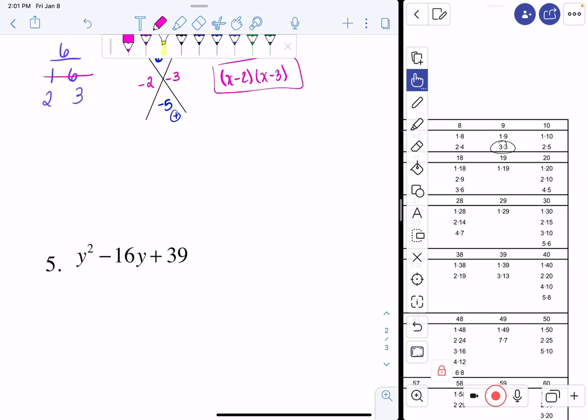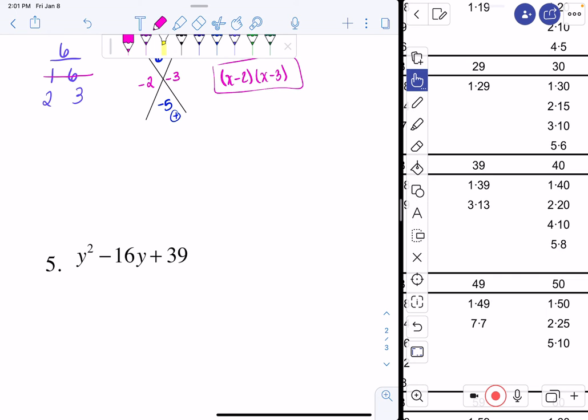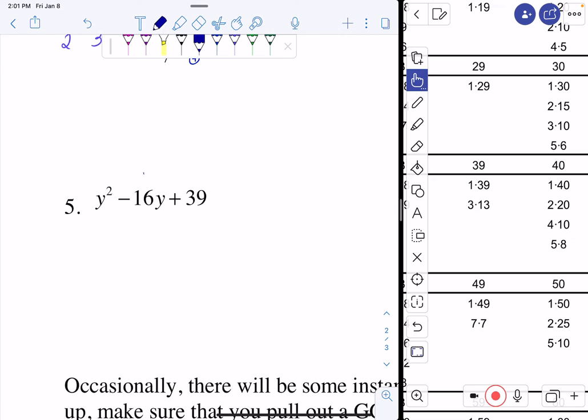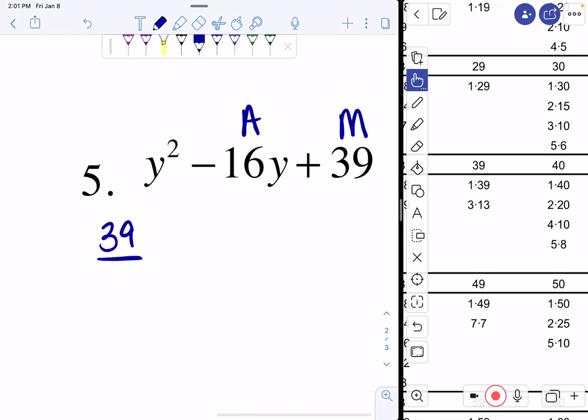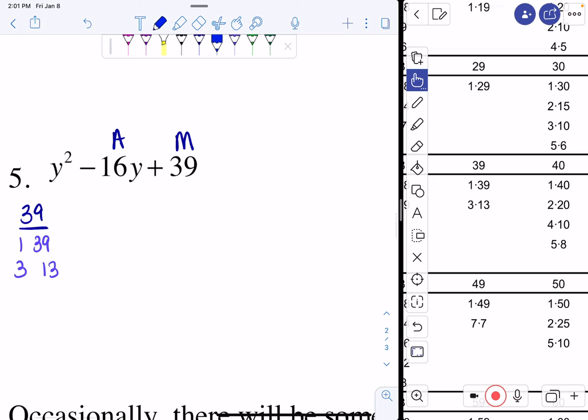Now I have y squared minus 16y plus 39. First thing I do, I want to find out what adds up to a negative 16 and multiplies to a 39. So I write out all my factors of 39. 1 and 39, and 3 and 13. I now draw my diamond. I put my 39 upstairs, and it's a positive 39. And I put my negative 16 downstairs. And I want to add to a negative 16 and multiply to a 39.